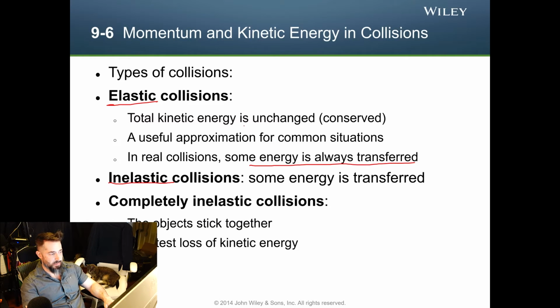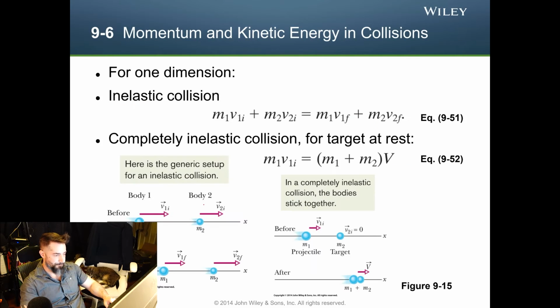So in elastic collisions, total kinetic energy is conserved, right? So we use this a lot. Basically, in inelastic collisions, some energy is transferred. And for completely inelastic collisions, this is the greatest loss of kinetic energy. This means you have, for example, two silly putty or Play-Doh type things flying towards each other. They hit each other and combine to create one object. So you've lost the greatest amount of kinetic energy. It's completely inelastic. The objects stick together.